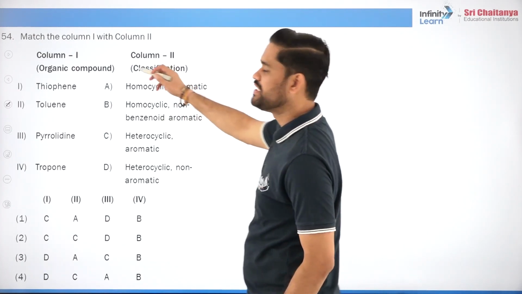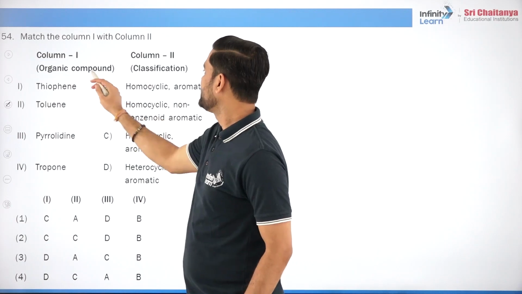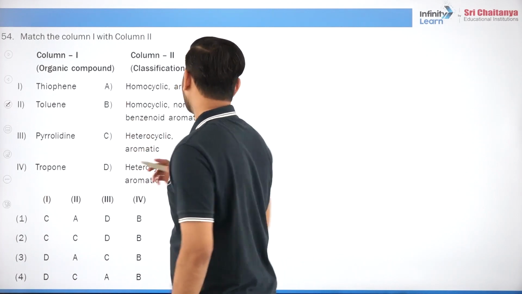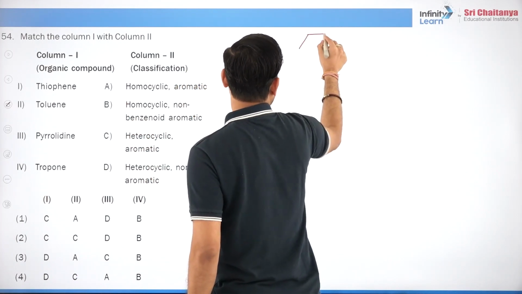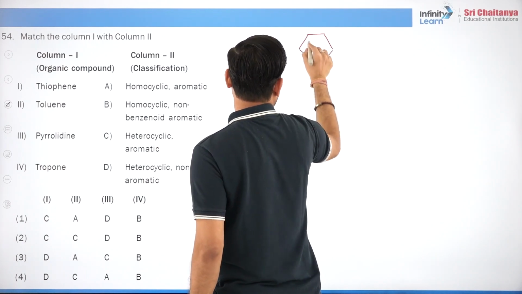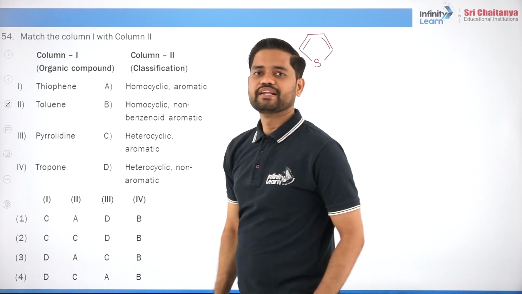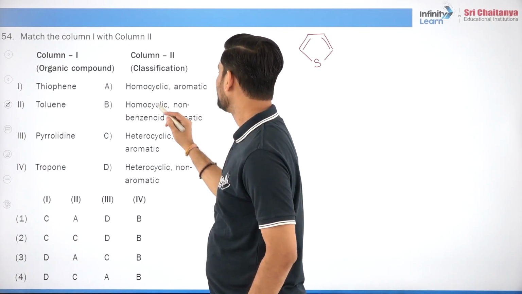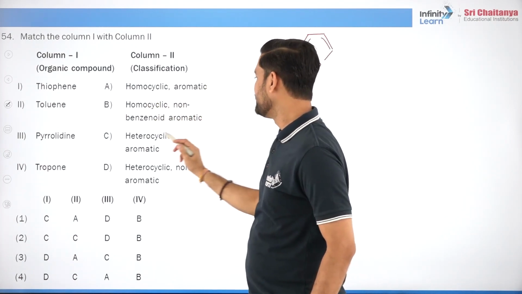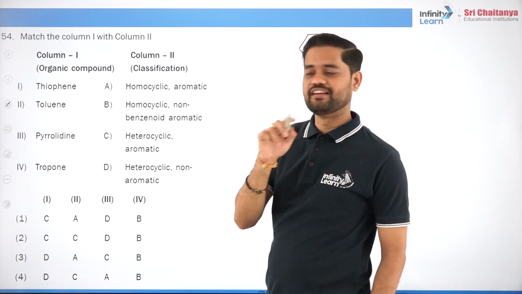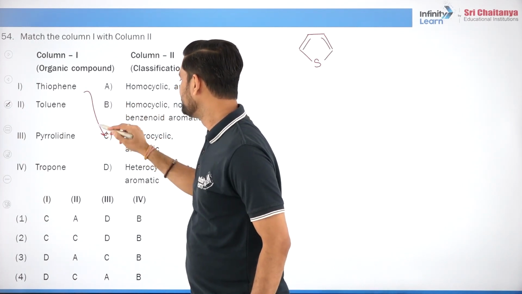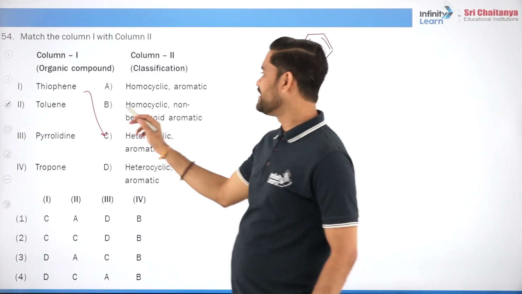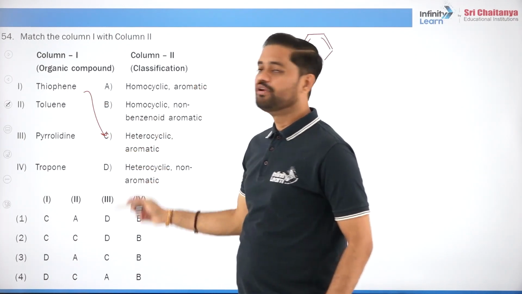Match the following type. We have to match column 1 to column 2, and I can see organic compound and its classification. So basically it's a classification of organic compounds. So thiophene. If I draw the thiophene structure, it is a 5-membered ring in which there is one heteroatom, sulfur, and it's an aromatic compound. So can I say thiophene is a heteroaromatic compound? Homocyclic aromatic, not the right answer. Homocyclic non-benzenoid, not the right answer. Heterocyclic aromatic, this is the right answer. So first has to be C. Heterocyclic non-aromatic, not the right answer. So I am confident that the first one will belong to option C.